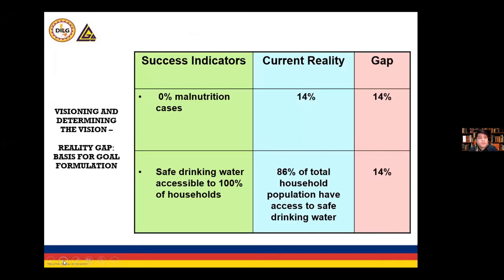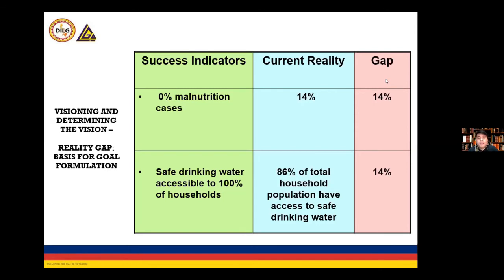For example, success indicator: 0% malnutrition case. Okay? That's a very ideal situation. So, current reality niya, sabi niya, sa ngayon, ang gusto pala namin ma-achieve, dapat 0% ang malnutrition case. But right now, ang realidad, meron kaming 14% malnutrition case. So, ang gut niya, you're just going to subtract yung current reality doon sa success indicator. So, 14 minus 0, that is 14%. So, that is your gap. Meron kang 14% na dapat ma-solve or masolusyonan para ma-achieve mo yung success indicator mo na 0% malnutrition case.